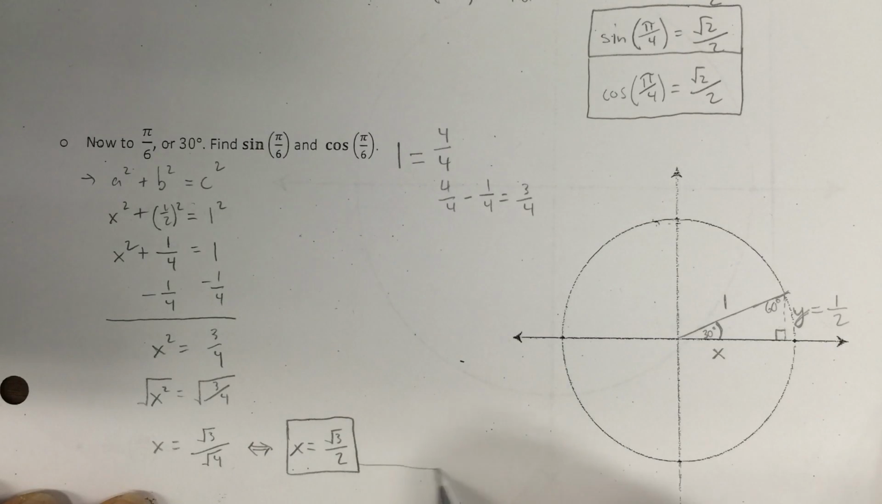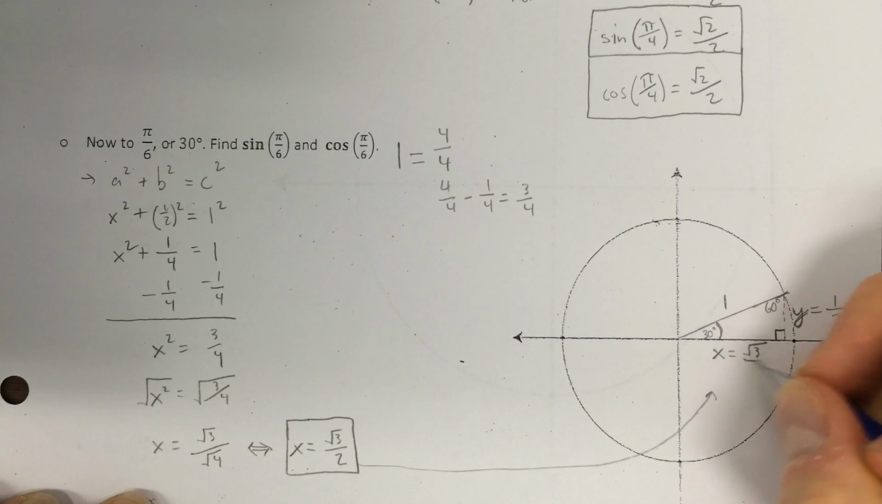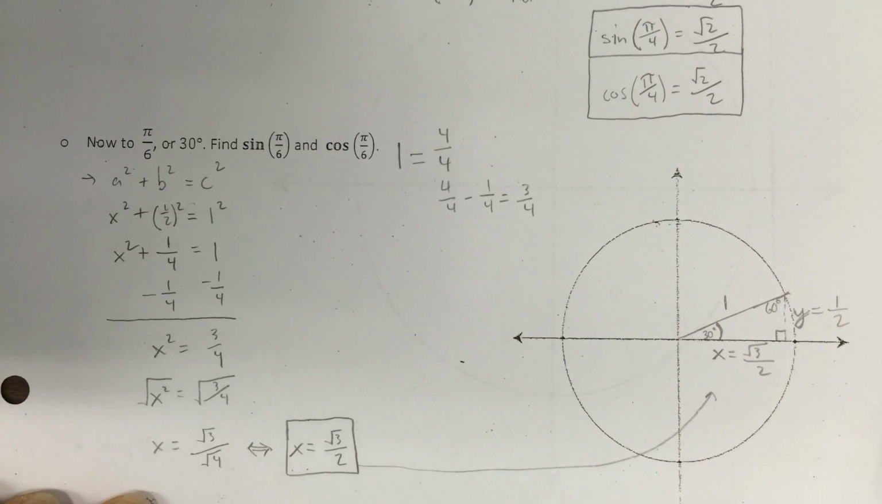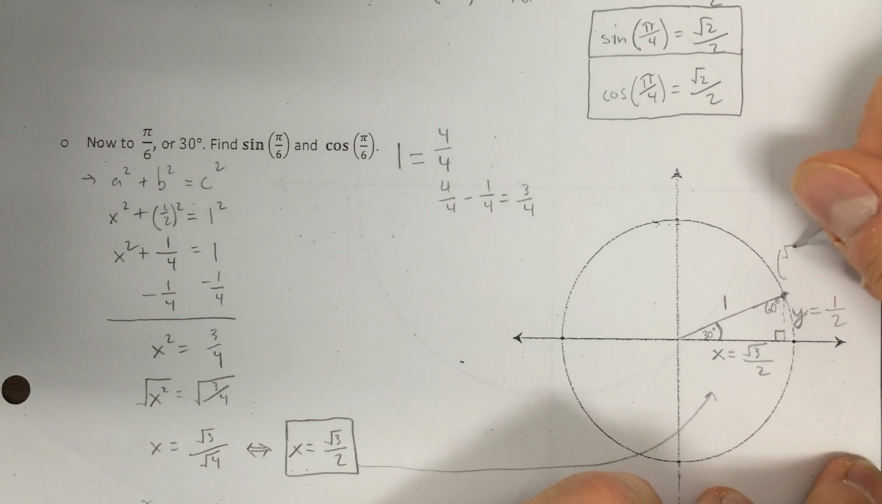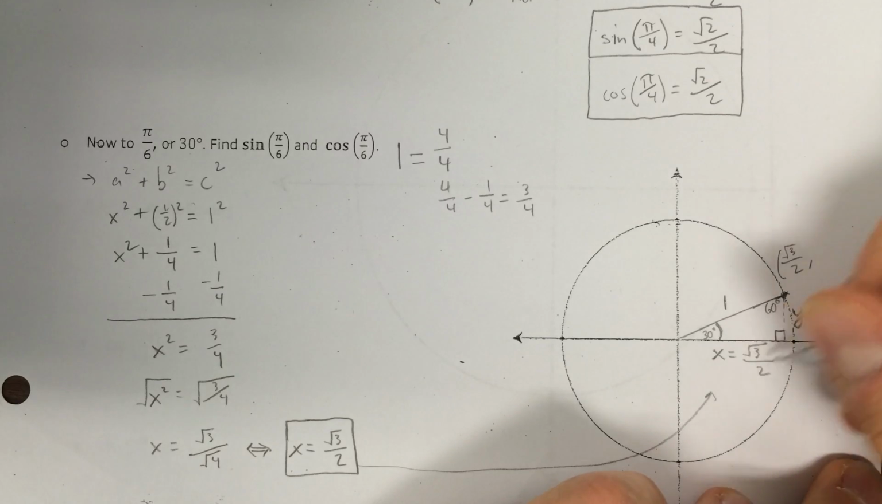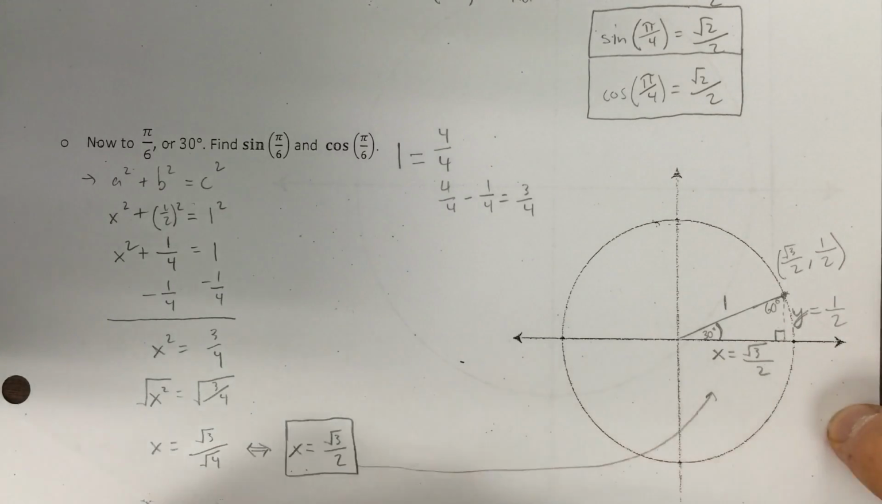And similar to what we did last time, this is our x coordinate. Which means that this point here, if I use these two, would be square root of 3 over 2, that's my x coordinate, and 1/2.